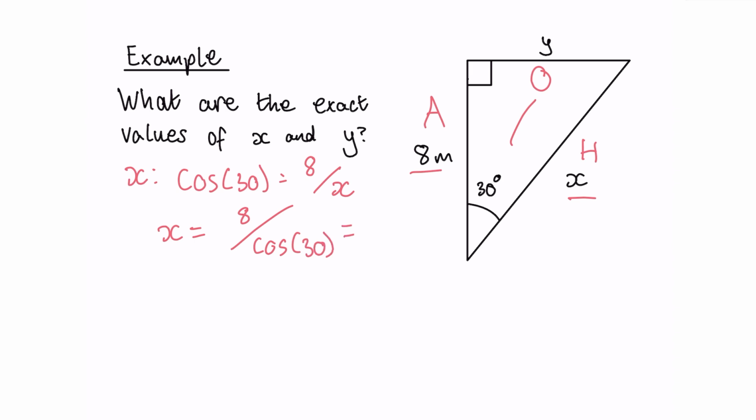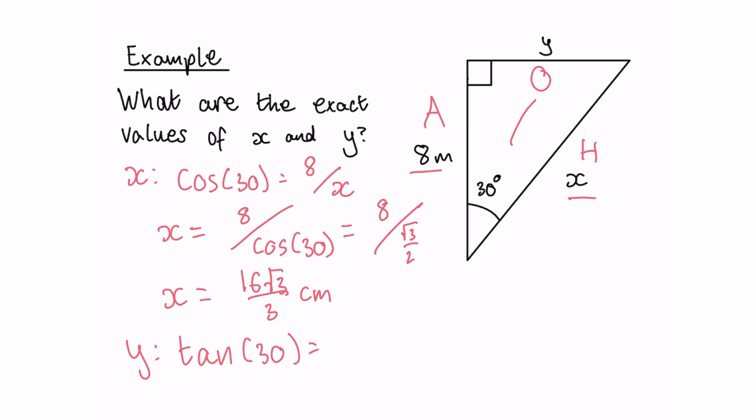Cos 30 is the square root of 3 divided by 2. Simplifying this gives x is equal to 16 times the square root of 3 divided by 3 centimeters. For y, you have to use tan because there's O and A. So, tan 30 is equal to O divided by A. That's equal to y divided by 8. So y is equal to 8 times tan 30, which is the square root of 3 divided by 3. So it's 8 root 3 divided by 3 centimeters.